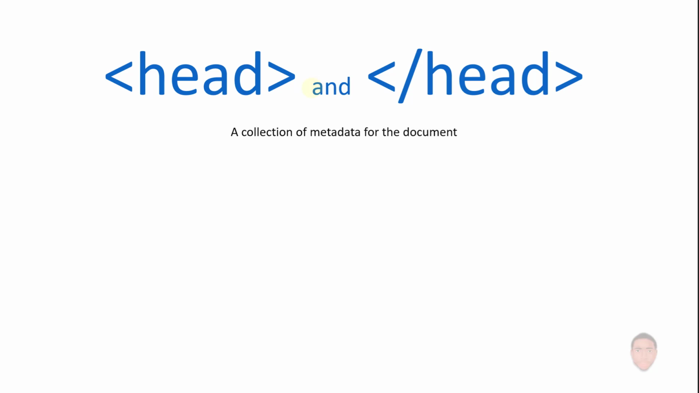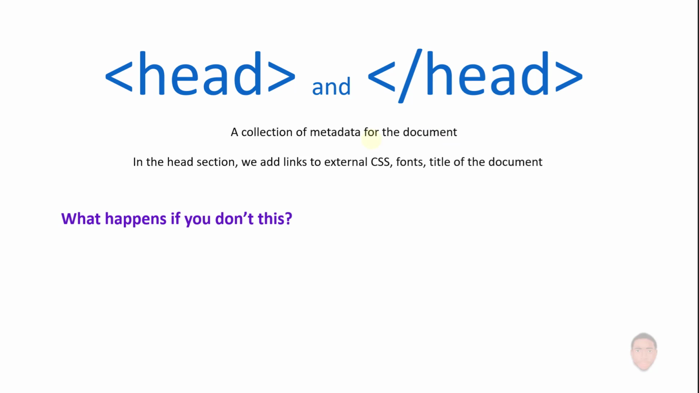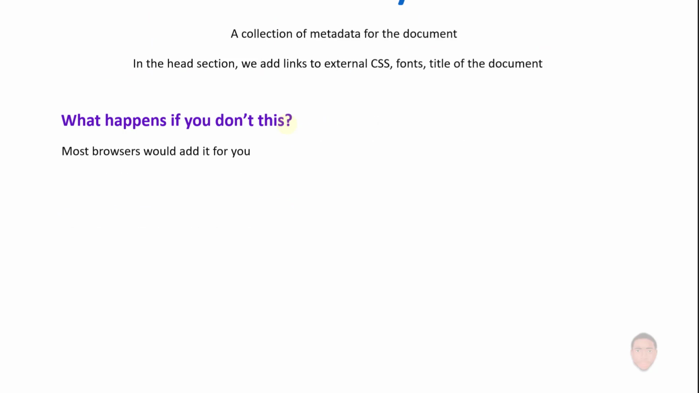We also use the head section to add links to external documents. For example, we add links to external CSS and fonts, and we also add the title of the document inside the head. So the head is like a container for metadata. What happens if you don't add this? Well, most browsers will add it for you automatically, but it's good you also add it yourself. You don't have to omit that.